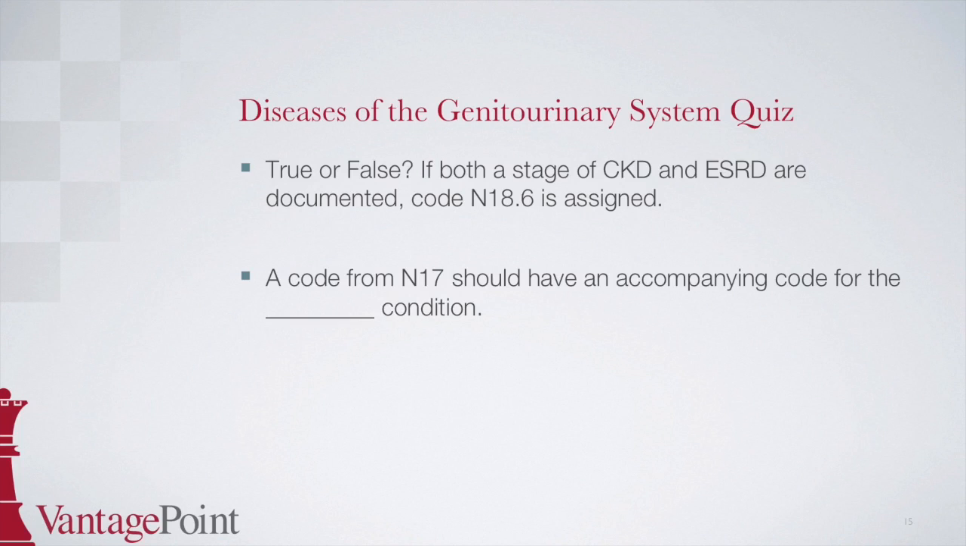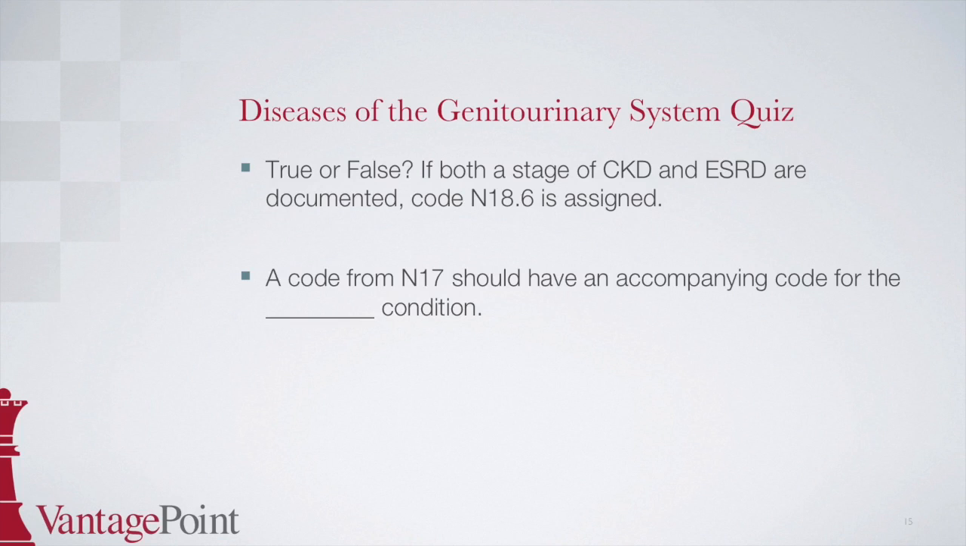You're only going to assign a code for the most severe stage of the chronic kidney disease, which in this case is end-stage renal disease, which codes to N18.6. To locate this code, you would start at disease in the alphabetic index and then find renal. Indented below is the phrase end-stage, which points to N18.6, which you would then confirm in the tabular.